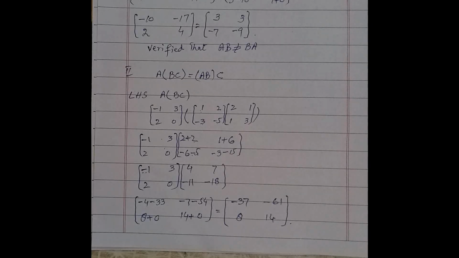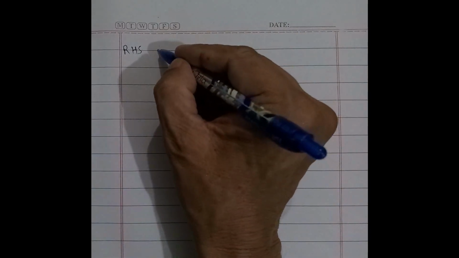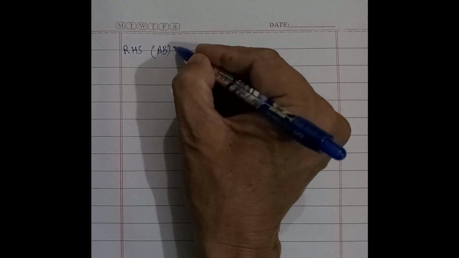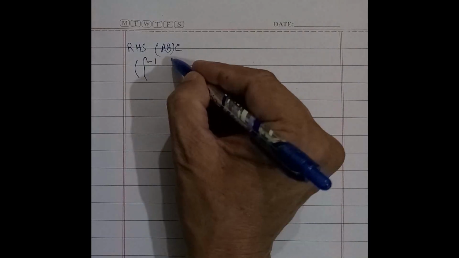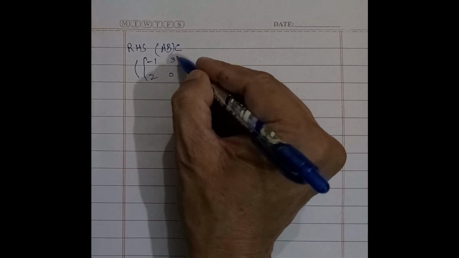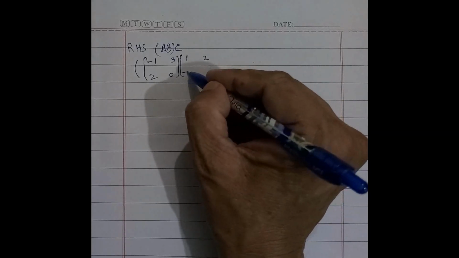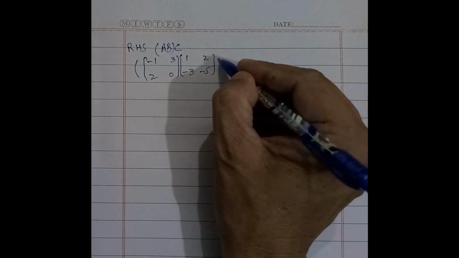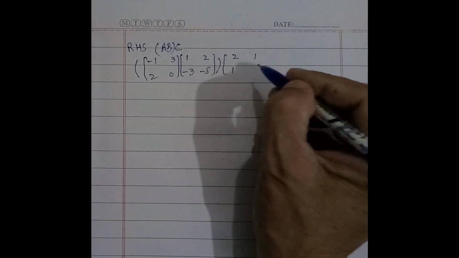And now we solve the right hand side of the matrix, which is AB matrix into C. We write first matrix A, which is -1 3 2 0, and matrix B is 1 2 -3 -5, bracket close, and the C matrix is 2 1 1 and 3.